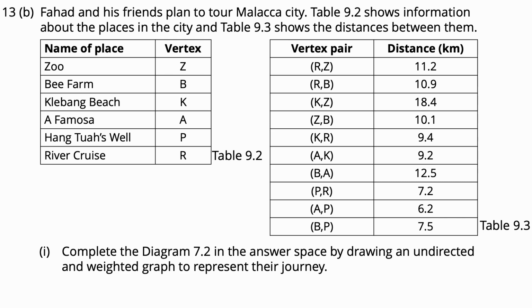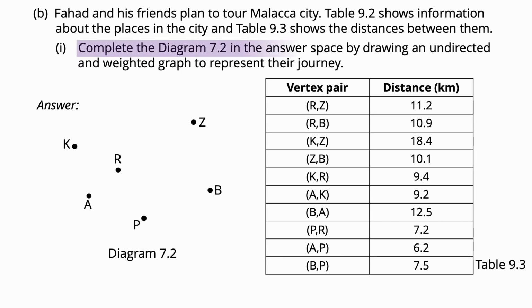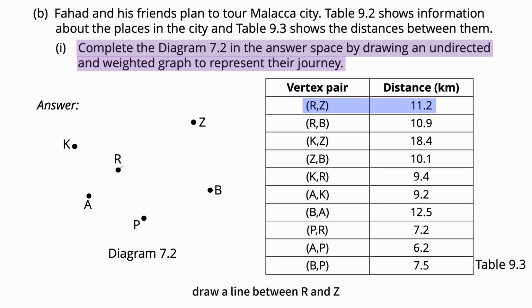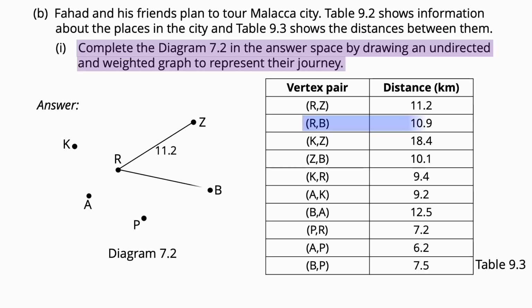B1. Complete the diagram 7.2 in the answer space by drawing an undirected and weighted graph to represent their journey. R to Z. Draw a line between R and Z. Label it 11.2. R to B, 10.9. K to Z, 18.4. Z to B, 10.1. K to R, 9.4.